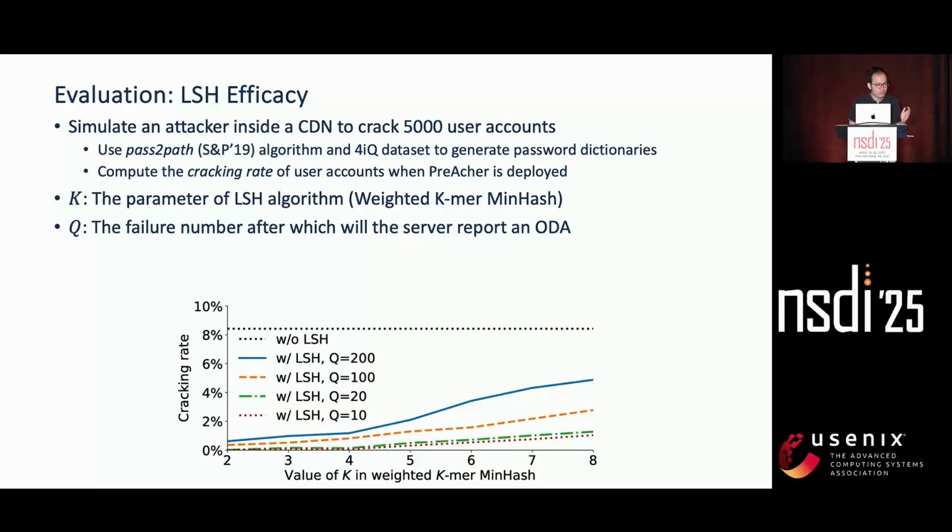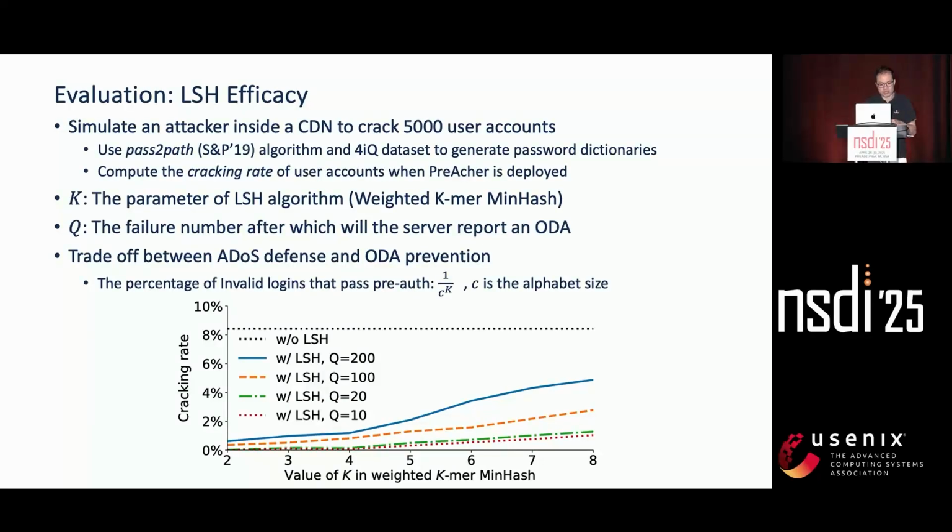Actually, the K value here is a trade-off between ADoS defense and ODA prevention. It's because the percentage of invalid logins that can pass pre-authentication is 1 over C2K. So with larger K, this percentage will become smaller, and then the ADoS defense ability will be stronger. So we need to select proper K and Q values. According to this figure, if we set K as 4 and Q as 20, we can have a cracking rate less than 0.2%, and also a very low 1 over C2K.